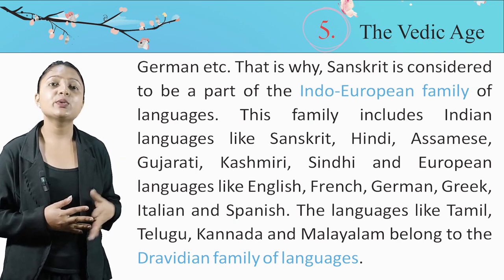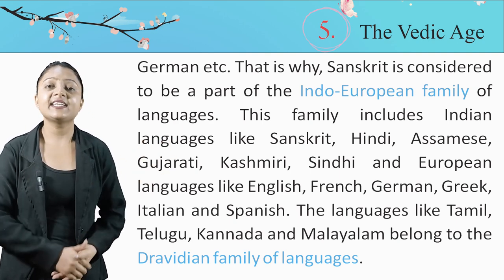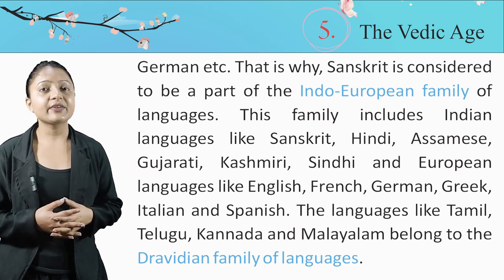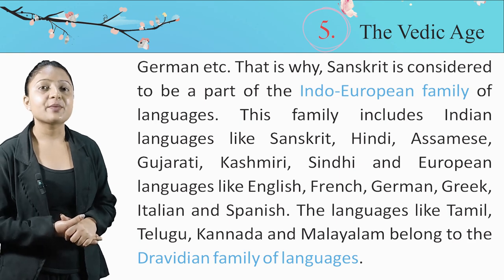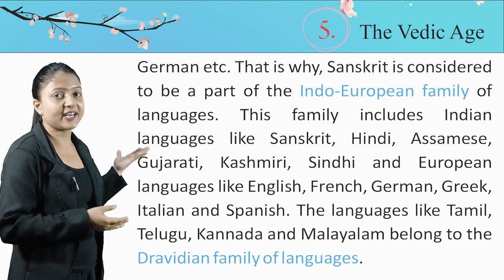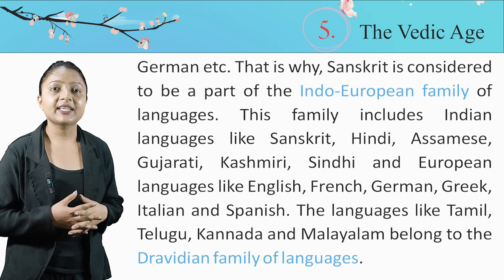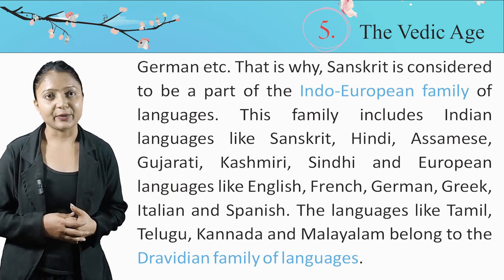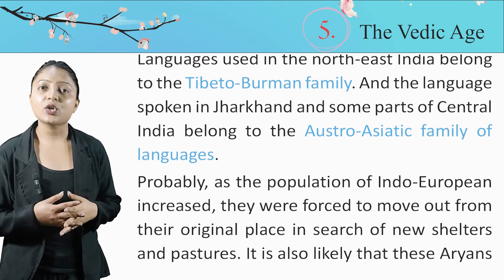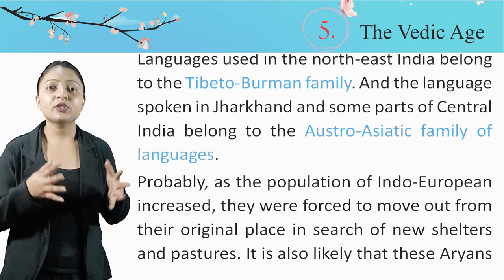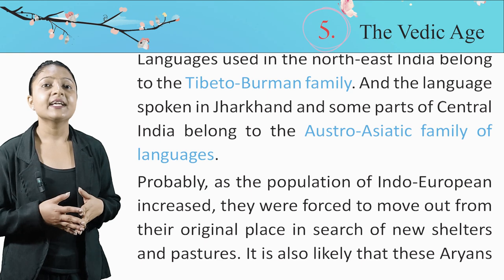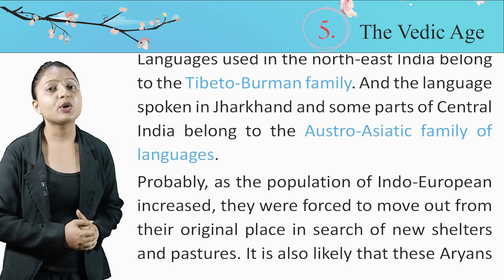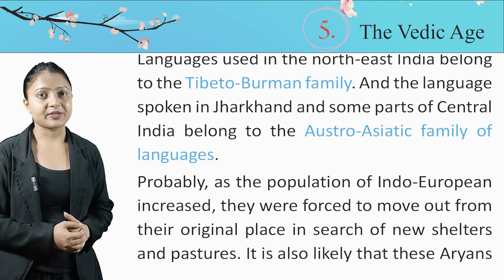This family includes Indian languages like Sanskrit, Hindi, Assamese, Gujarati, Kashmiri, Sindhi, and European languages like English, French, German, Greek, Italian, and Spanish. The languages like Tamil, Telugu, Kannada, and Malayalam belong to the Dravidian family of languages. Languages used in the Northeast India belong to the Tibeto-Burman family, and the languages spoken in Jharkhand and some parts of Central India belong to the Austroasiatic family of languages.